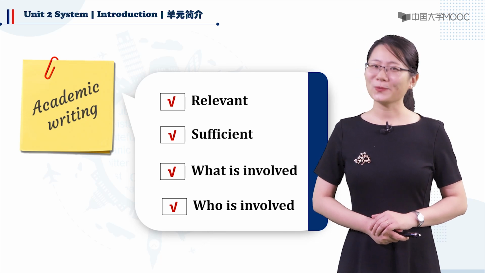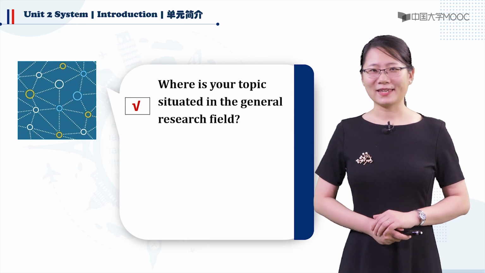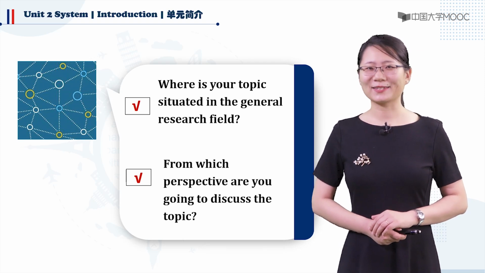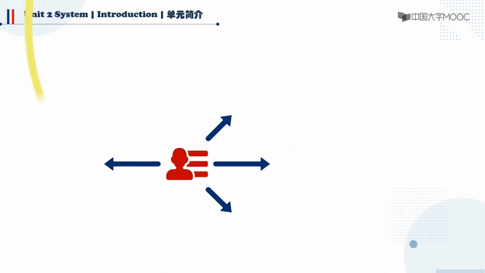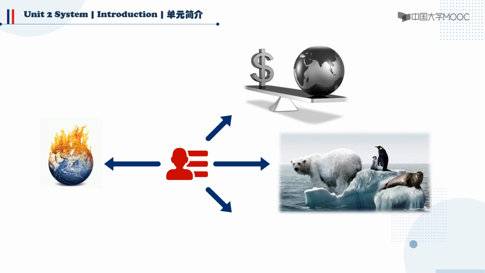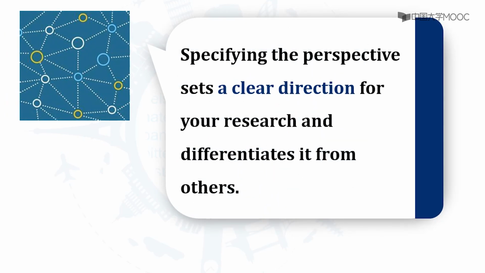The following questions will be of help. First, where is your topic situated in the general research field? From which perspective are you going to discuss the topic? For instance, if the topic is global warming, researchers in the field of economics are likely to focus on its impact on the economy, whereas zoologists are more concerned with its impact on animals. Therefore, specifying the perspective sets a clear direction for your research and differentiates from others.